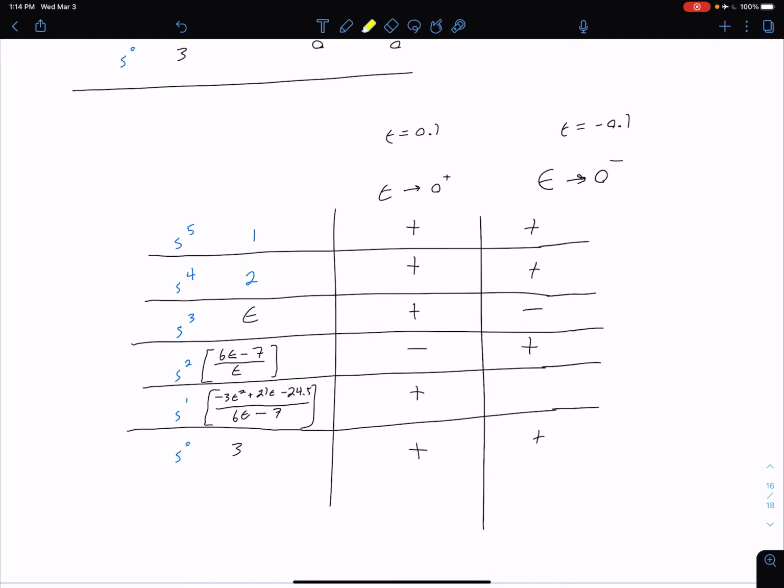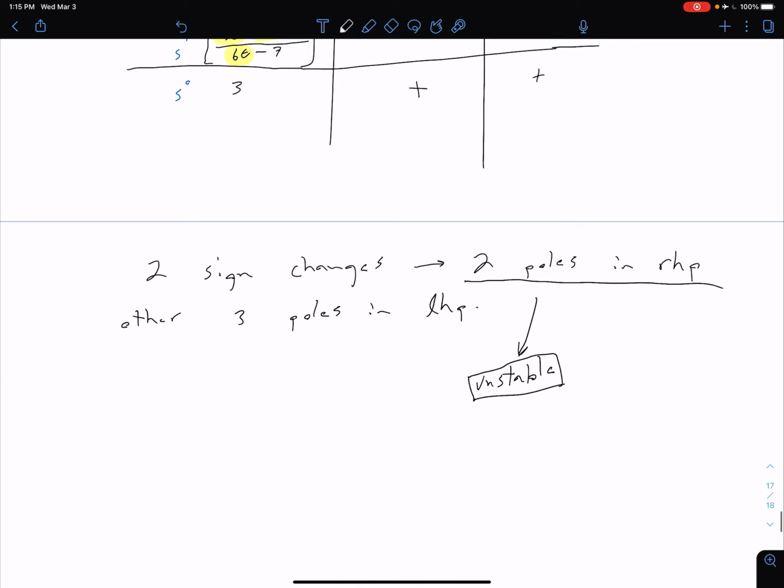Similar analysis for this term here. Anything with the epsilon is essentially going to be negligible, and we still are left with just that negative 24.5 over negative 7. So that is still going to be a positive value. And so even though the signs are in different places, notice that we still have 2 sign changes. So from here to here, we go from positive to negative, and from here to here, we go from negative to positive. So we still have our 2 poles in the right half plane because we have 2 sign changes, ultimately indicating that our system is unstable.